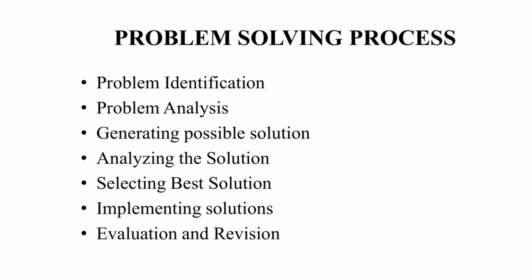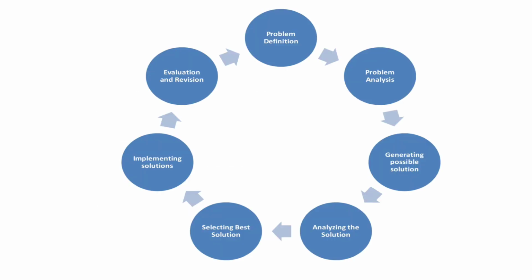Next, moving on to the problem solving process. In the problem solving process, first you have to identify the problem, that is problem identification, then problem analysis, generating possible solutions, analyzing the solutions, selecting the best solution, implementing solutions, evaluation and revision. So first, you have to identify the problem. How can you identify the problem? In this way you can write the same steps in a diagrammatic representation.